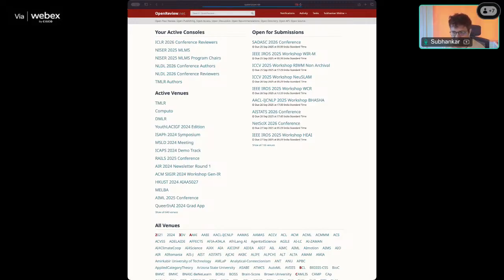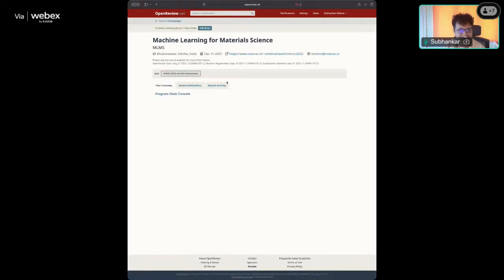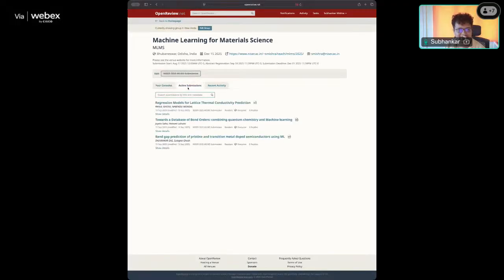Sorry, I've just shared the screen. It basically shows Open Review. If you log in, it will look a little bit different to you. But on the left-hand side, those who have submitted should be able to see NeurIPS 2025 MLMS. And under active submissions, as a reviewer, you should be able to see that. I have added all of you as reviewers, those who have registered for credit for this course.